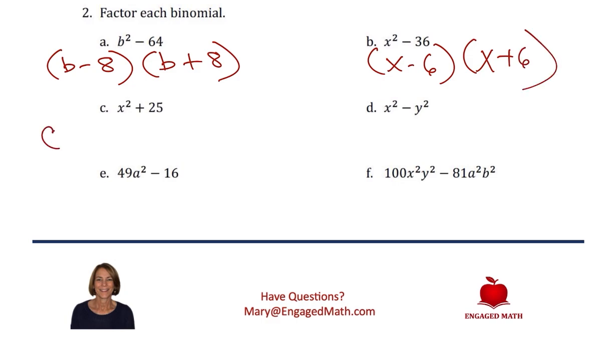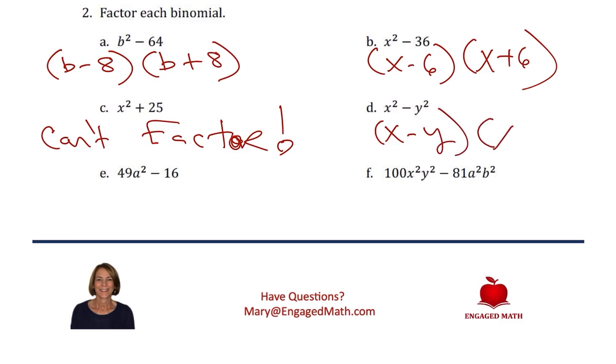Okay, this one can't factor because it's a plus, not a minus. So there's nothing we can do to factor this one. So you can't factor it. We're done. Okay, D is going to be x minus y and x plus y. Hopefully you're seeing the nice pattern and why we can go so quickly through these.